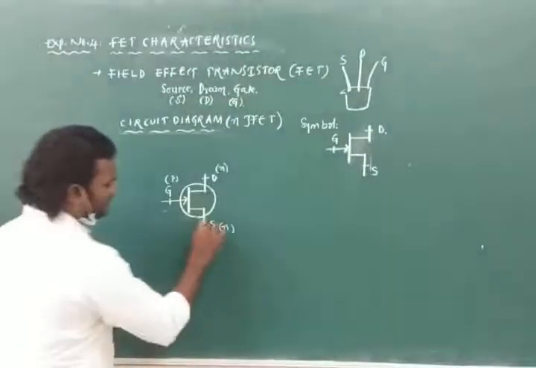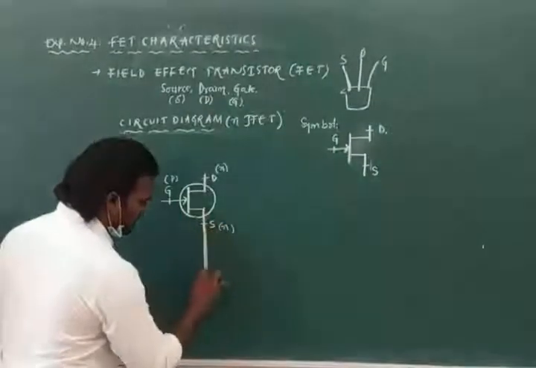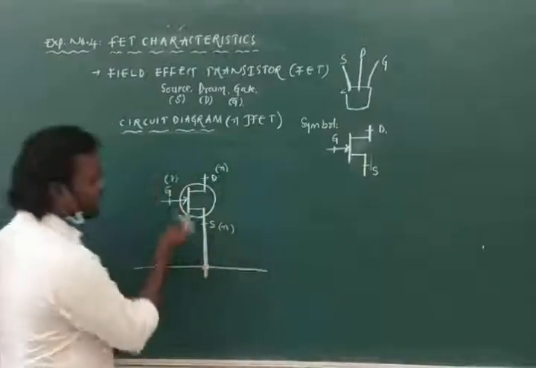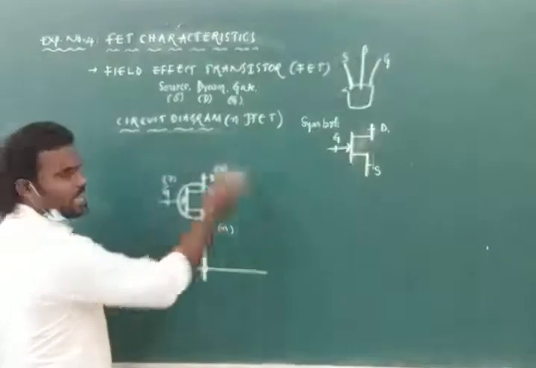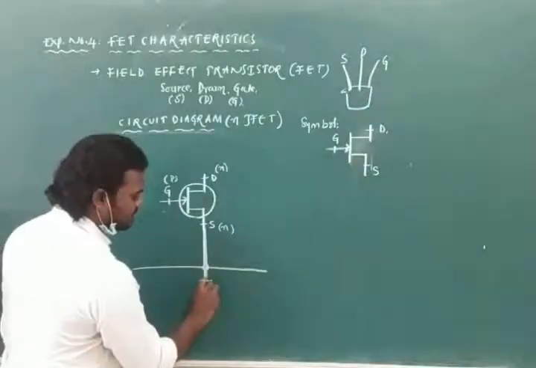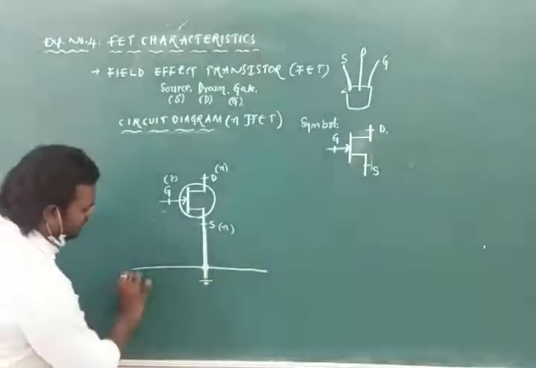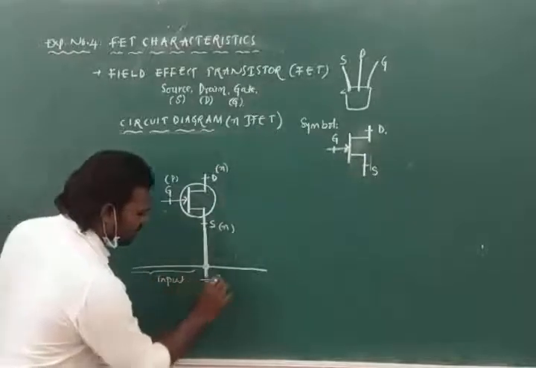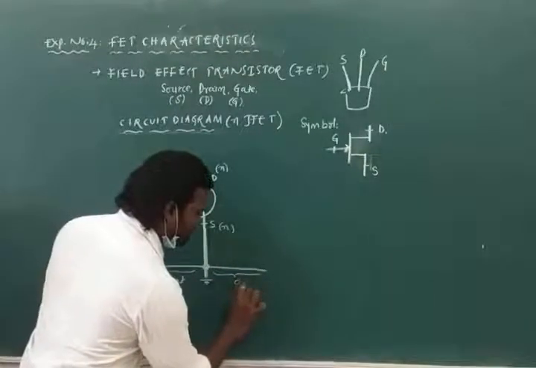Here the source has to be grounded, so this configuration is named as common source configuration. Source is made common for gate and drain and it is grounded. It is divided into two circuits now, input and output. This is input and this will be the output.